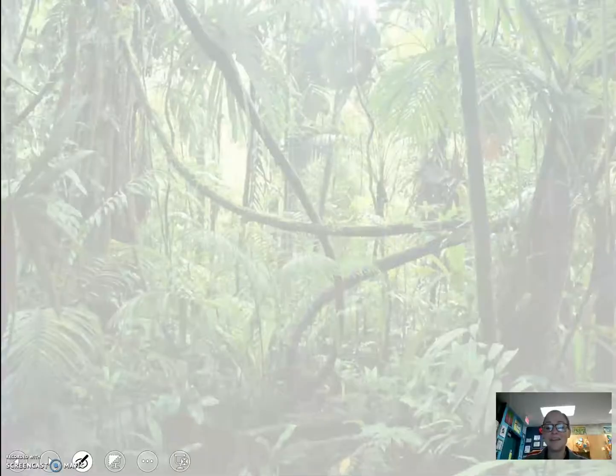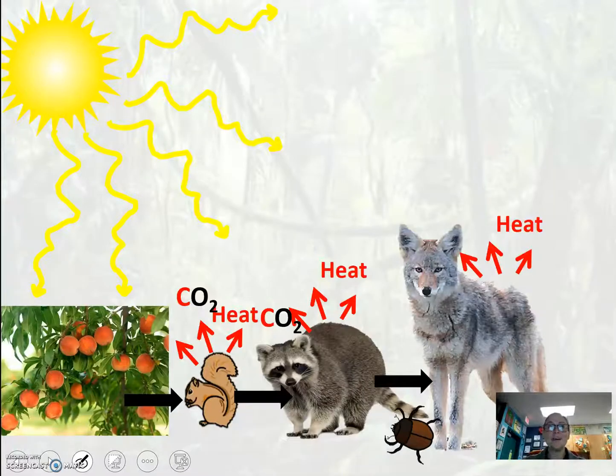And now that coyote can use that meat as a source of energy, or to build its own body. And so when we look at matter, like in this example, it was carbon, the carbon doesn't get used up. It just gets transformed from abiotic in the air to biotic, which is part of the organisms, and it gets passed along from one location, I guess, to another, from the air to the plant to the squirrel, maybe back to the air or to the raccoon. It doesn't get consumed. It just gets transformed.